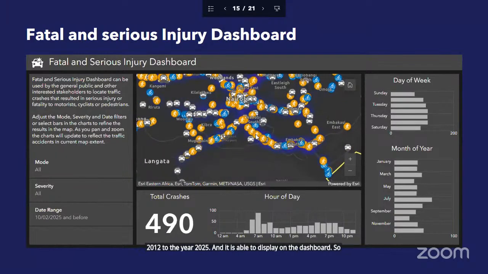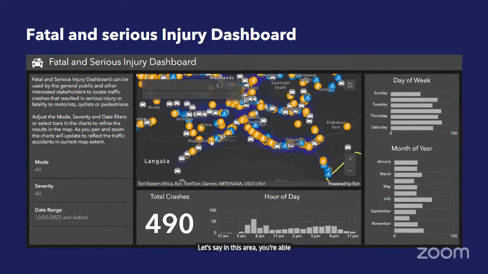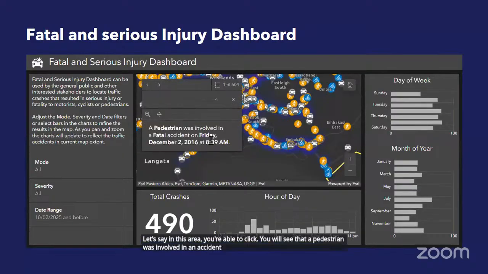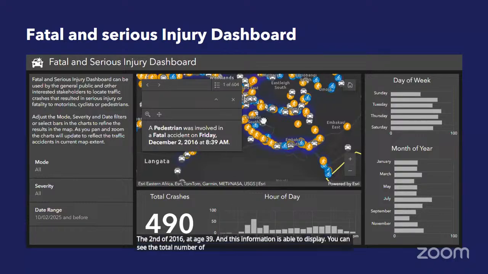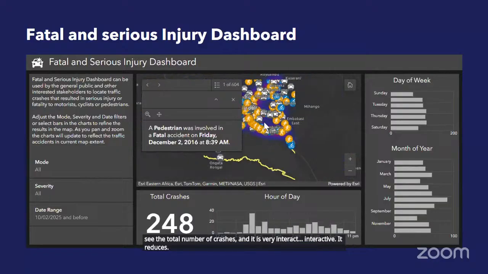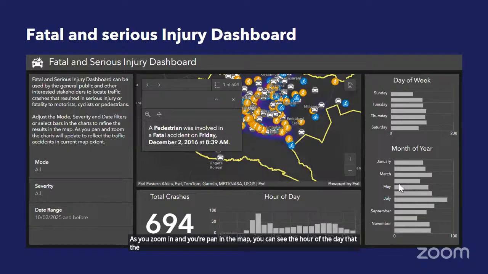So when you click anywhere on the map, let's say in this area, you will see that a pedestrian was involved in an accident on Friday, December the 2nd of 2016 at 8:39. And this information is able to display. You can see the total number of crashes, and it is very interactive. It reduces as you zoom in and pan the map. You can see the hour of the day that the accidents are occurring, the month of the year that the accidents are mostly occurring, and the day of the week.